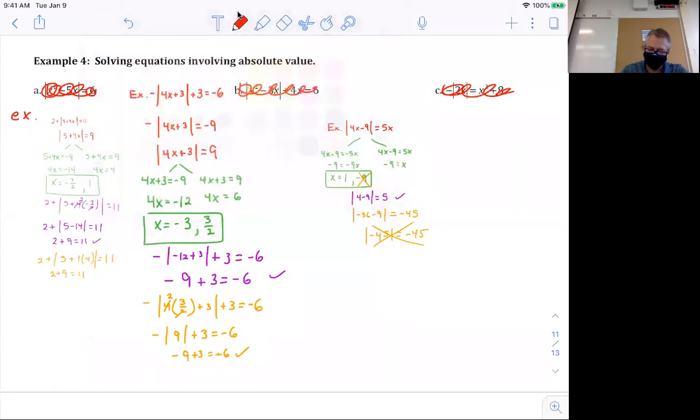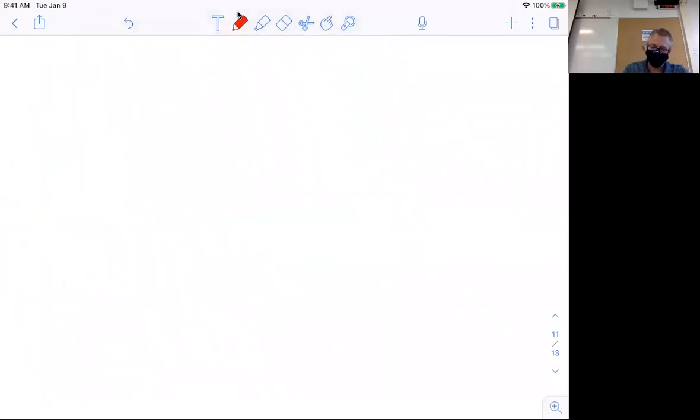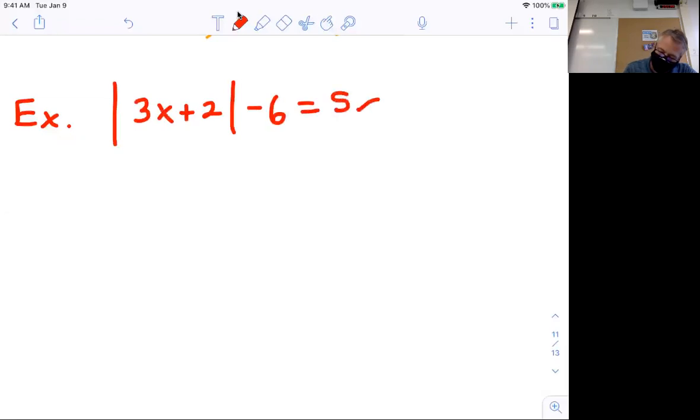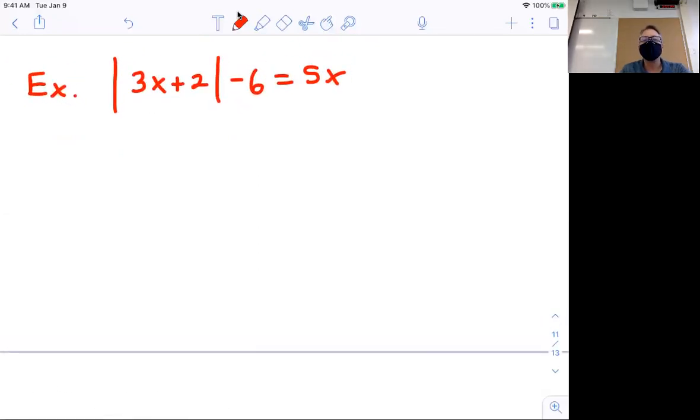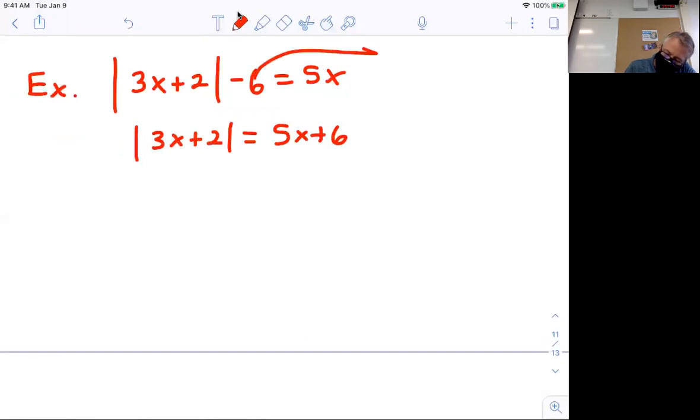All right, so let's do one more. I'm going to put this in below here. It might take a little bit more space. So let's say we had the absolute value of 3x plus 2 minus 6 is equal to 5x. The first thing we want to do is get the absolute value by itself. So we have absolute value of 3x plus 2 is equal to 5x plus 6. I just moved that negative 6 over.